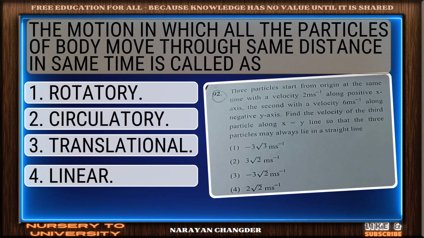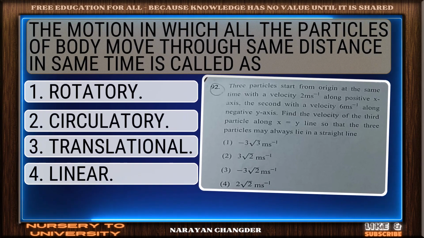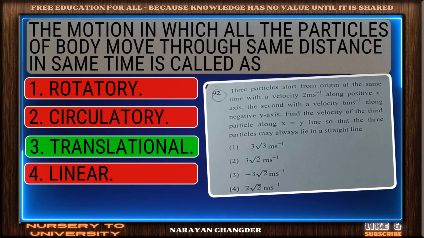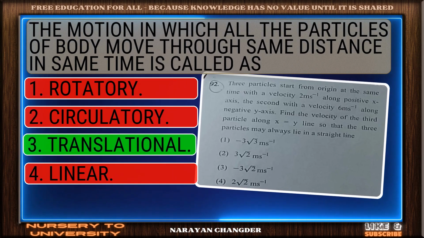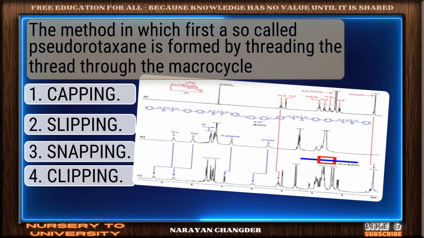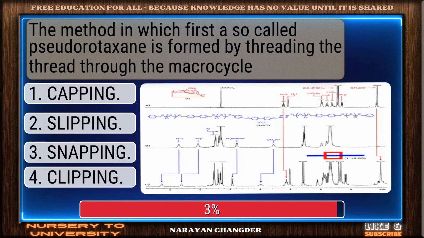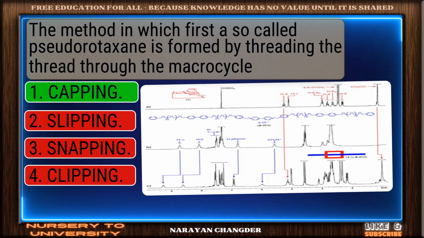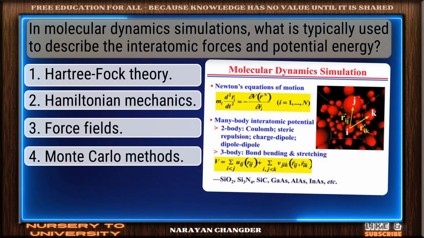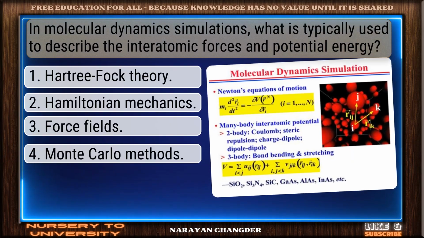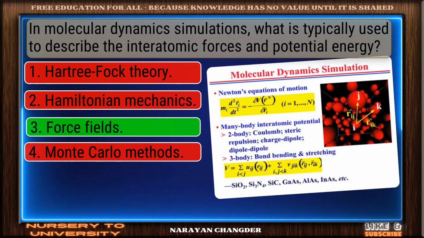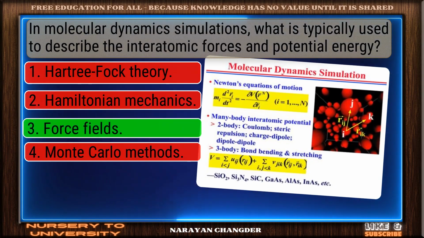The motion in which all the particles of a body move through the same distance in the same time is called as... Well picked. Translational is the correct answer. The method in which first a so-called pseudorotaxane is formed by threading the thread through the macrocycle. Bravo. Capping is the answer. In molecular dynamics simulations, what is typically used to describe the interatomic forces and potential energy? Right again. Force fields is a valid answer.